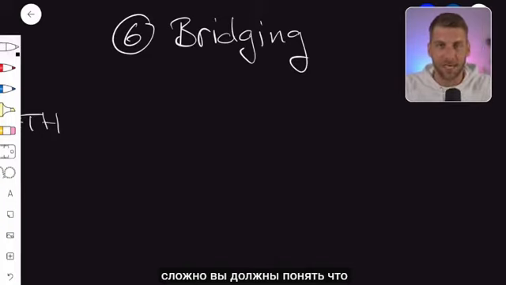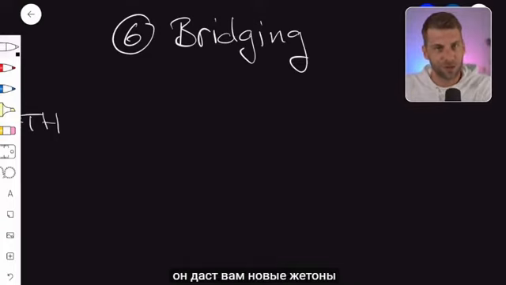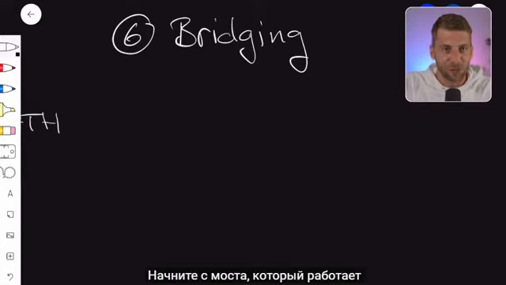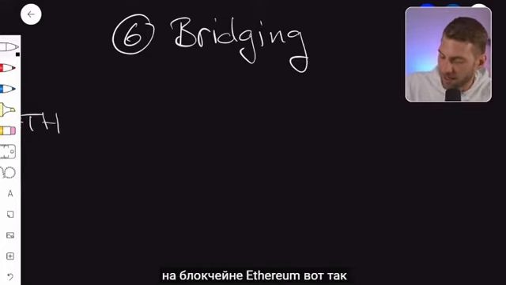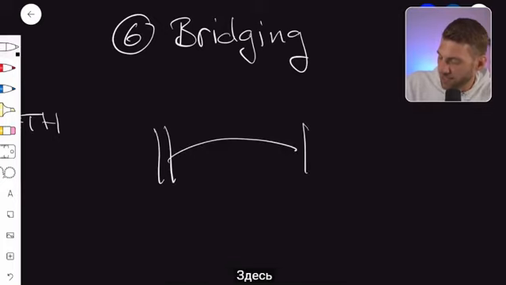You have to understand what a bridge is doing. A bridge is just taking whatever you send it, it locks it into the contract, and it will distribute some new tokens on the other blockchain. So let's start with the bridge running on the Ethereum blockchain. Let's just draw a little bridge down here.